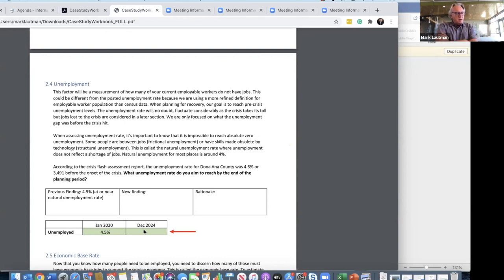I have a quick clarifying question. In that second paragraph, it says natural unemployment for most places is around 4%. So I'm assuming that this January 2020, 4.5% is the natural unemployment, which is both the frictional and structural. And so our job is just to figure out the December 2024 number, to see whether we think that's going to go up or where that natural unemployment will be. Right. Okay, thank you. You got it.